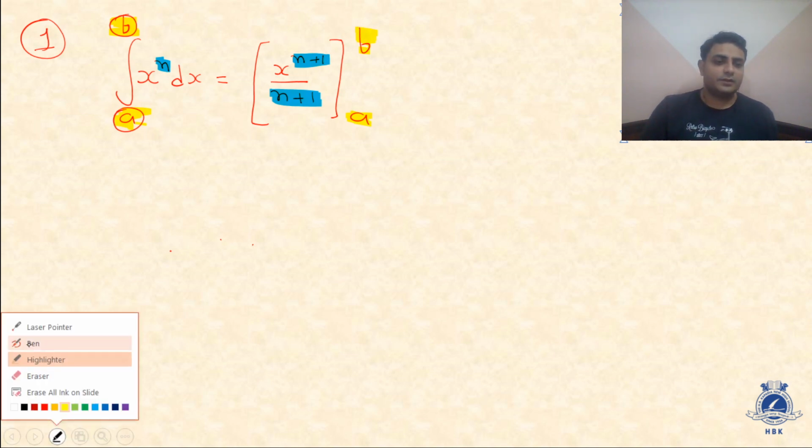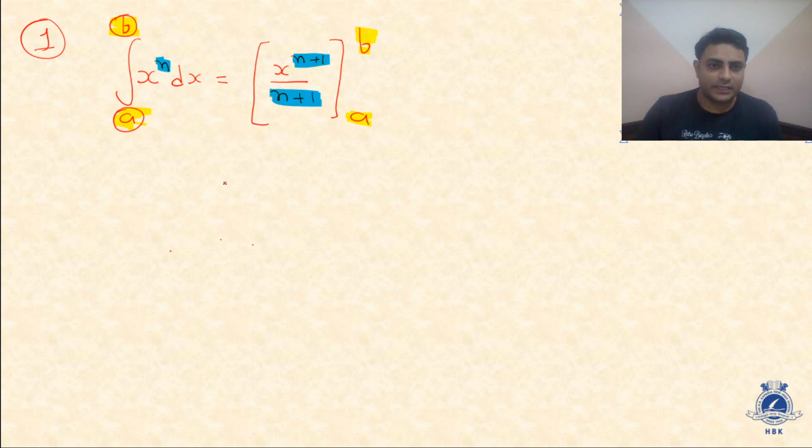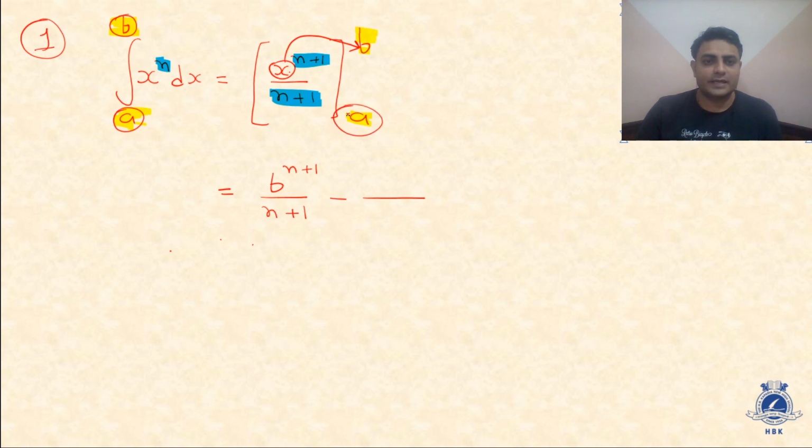The formula is not yet over. Instead of x, at first we have to write b. Then we can write b raised to n plus 1 upon n plus 1 minus, now instead of x you have to write a. The answer will be a raised to n plus 1 upon n plus 1. This is our final answer. Okay, so what you have to do is, again, let us take an example.